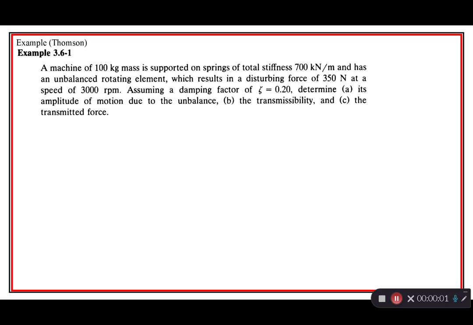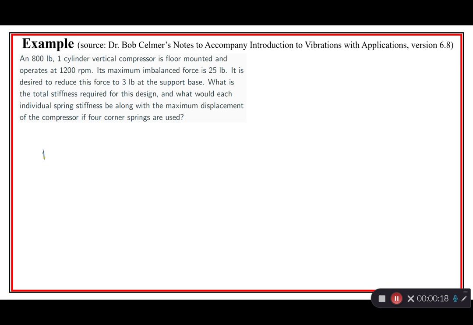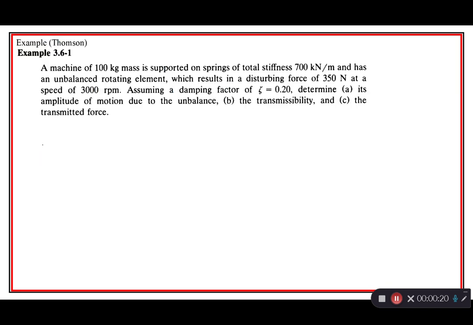Continuing on with week 9, here is the example out of Thompson. I do it slightly different than what's in the book, so maybe that's the benefit for me doing it as opposed to just reading the book, but you should read the book. So you have a machine with 100 kilogram mass supported by springs. It always helps me to draw out what I'm looking at right here.